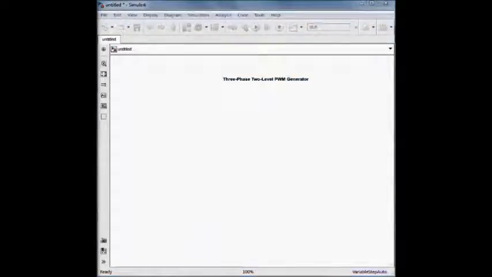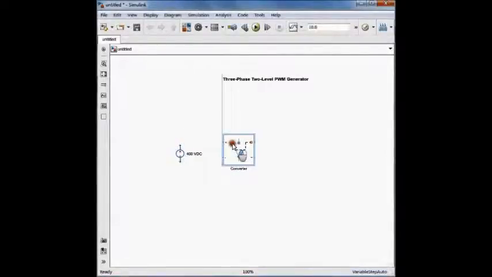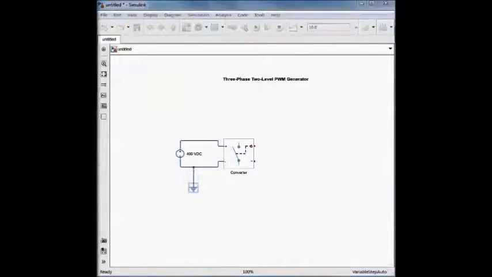So let's start by putting a 400 volt DC source. So this is the 400 volt DC source, and now we need a converter. I am connecting it here, source to the converter, and now we need a reference point. The reference point is connected here, and a solver configuration over here. So the solver is getting connected here.